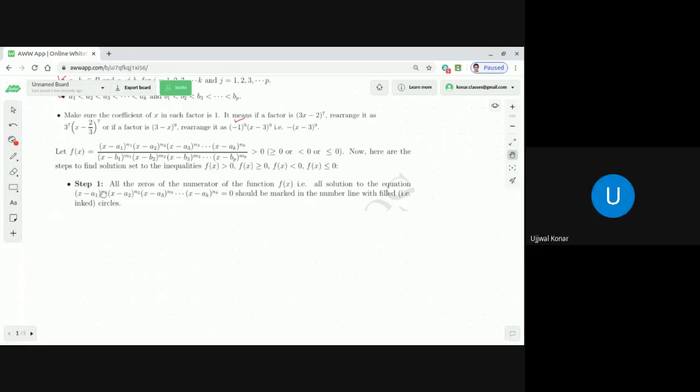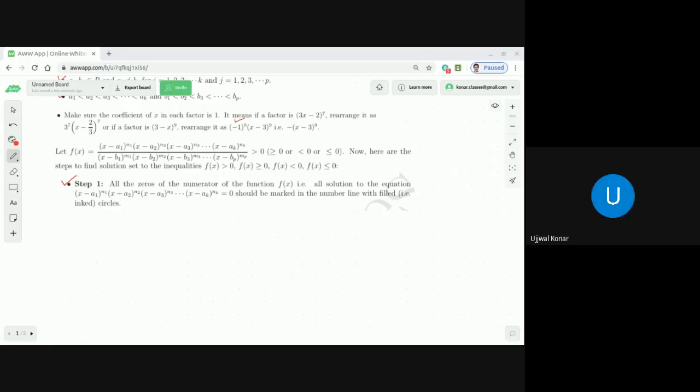Step 1. All the zeros in the numerator of the function f(x), that is all solutions of the equation (x minus a1) power n1, (x minus a2) power n2, (x minus a3) power n3 up to (x minus ak) power nk, should be marked in the number line with a filled or inked circle. Correct? That's what you have done. Step 1, you are able to relate.